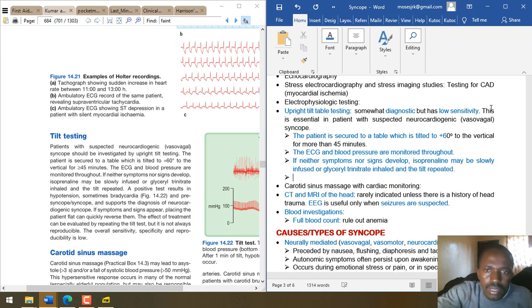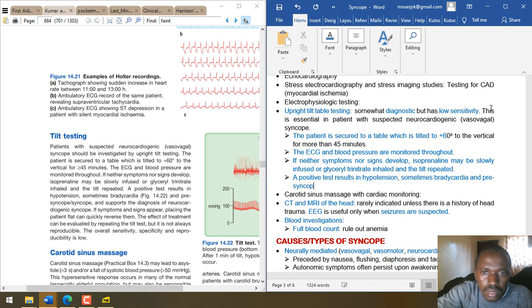So what about a positive test? A positive test results in hypotension, sometimes bradycardia, and presyncope. So this supports the diagnosis of neurocardiogenic syncope. Quite easy enough.